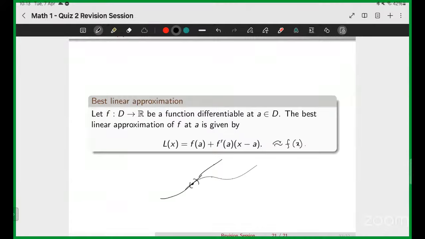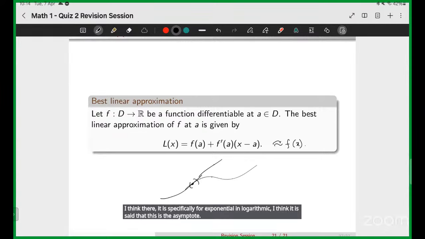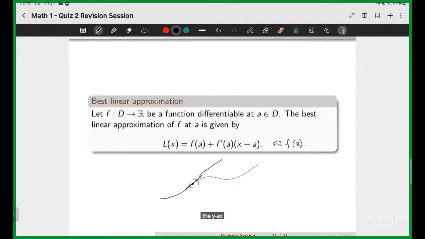In which week content was asymptotes discussed? Week 5, 6, exponential and logarithmic function. I think there it is specifically for exponential and logarithmic, where it is said that this is the asymptote. Yes, sir, exactly. The y-axis is the asymptote for the logarithmic function. But sir, the general method is not discussed. Right?